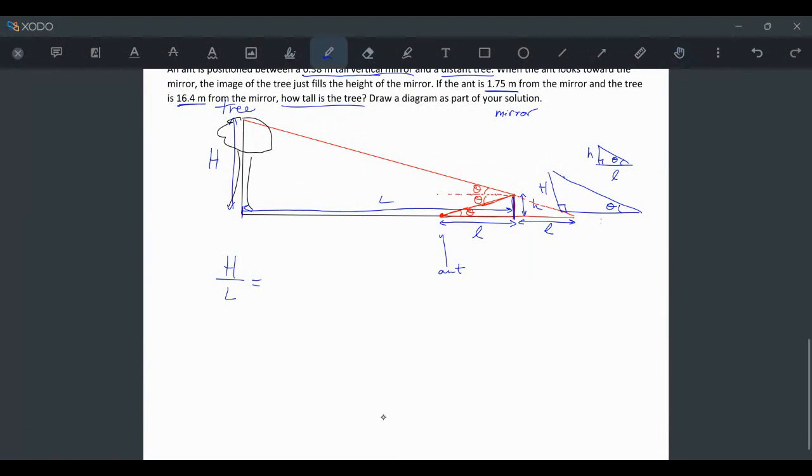The distance capital L gets us from the tree to the mirror, but for this longer triangle that we've drawn out, we need lowercase l as capital L. So I think with that fixed, we can set up the correct equations. This is the ratio of the vertical side to the horizontal side for the big triangle. This is the ratio of the corresponding sides for the small triangle. We have big L, little l, little h. We just need to solve for big H.